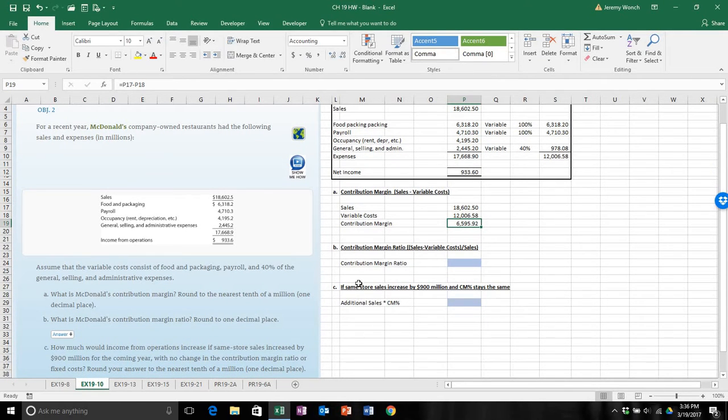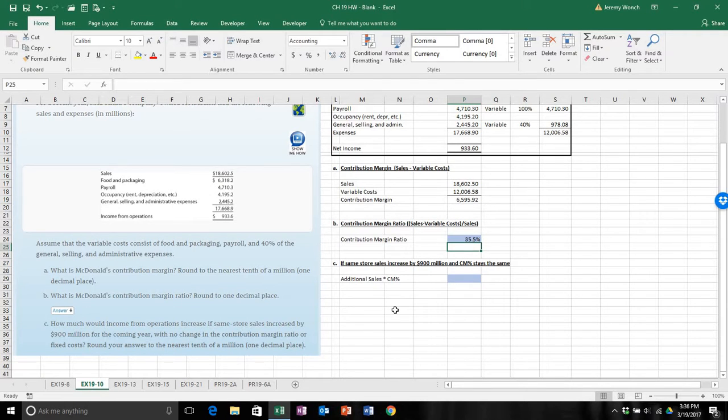And so part B, we have the contribution margin ratio. And so that is simply, we take our contribution margin, which we calculated, and we divide that by our total sales. So we get 35.5%. And so what this means is that for every dollar of sales, 35.5 cents are going to be available to cover our fixed cost and to go towards profit. So this is a very useful number in kind of doing analysis. And so in part C, we'll be able to see this.